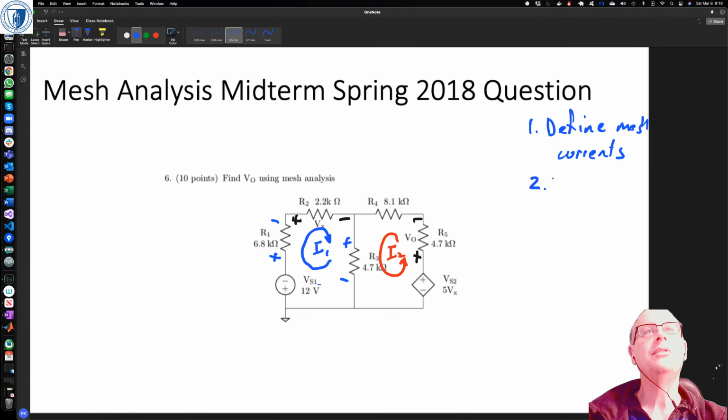And then next is we write KVL equations.